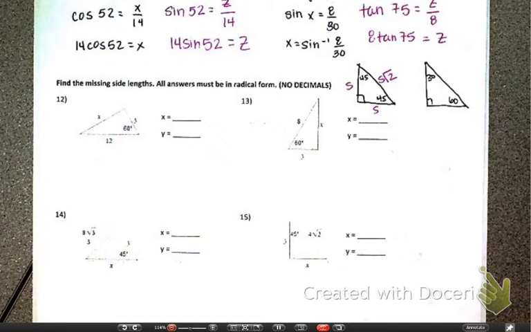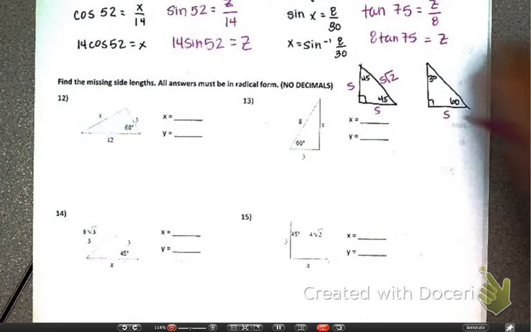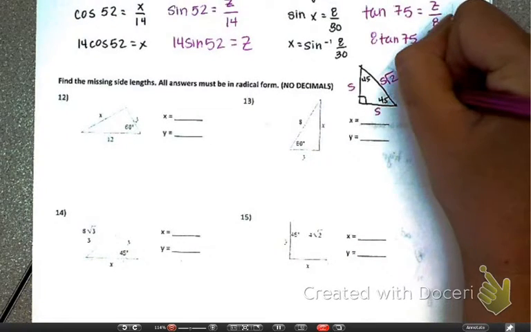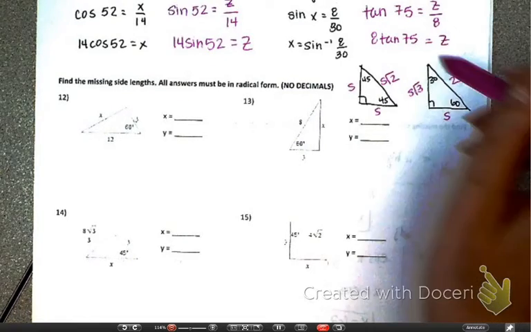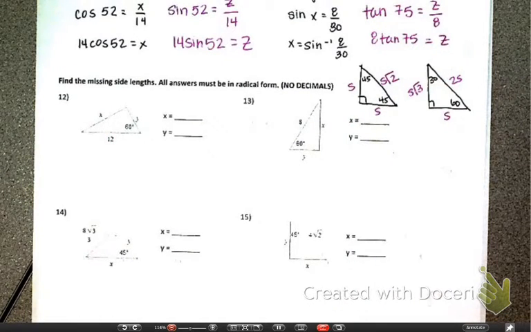Okay? 30, 60, 90 takes a little bit more. Across from 30 is S. Across from 60 is S radical 3. Across from 90 is 2S. Okay, did we get that? If you don't know this, you need to memorize this tonight. And then as soon as you get your test tomorrow, you need to write it at the top of your test. Even if that's not the first question that's being asked. Write these 2 triangles down so you don't forget them because you are not going to be given them.